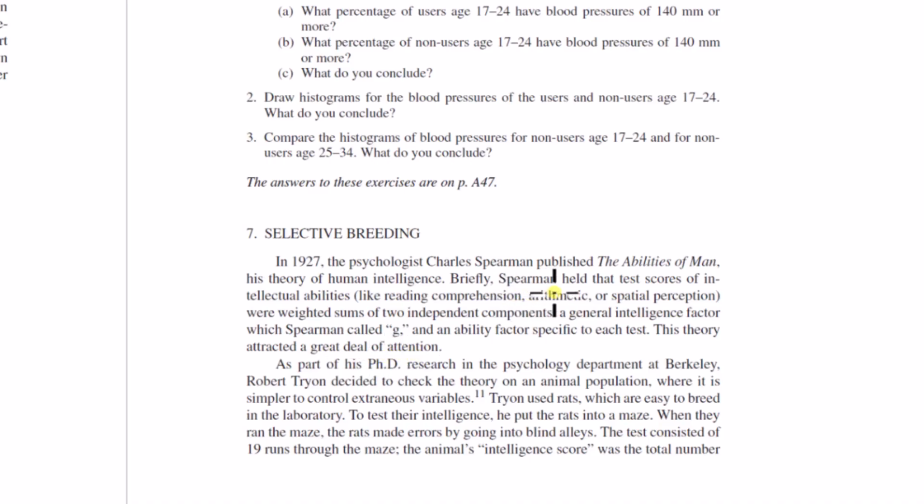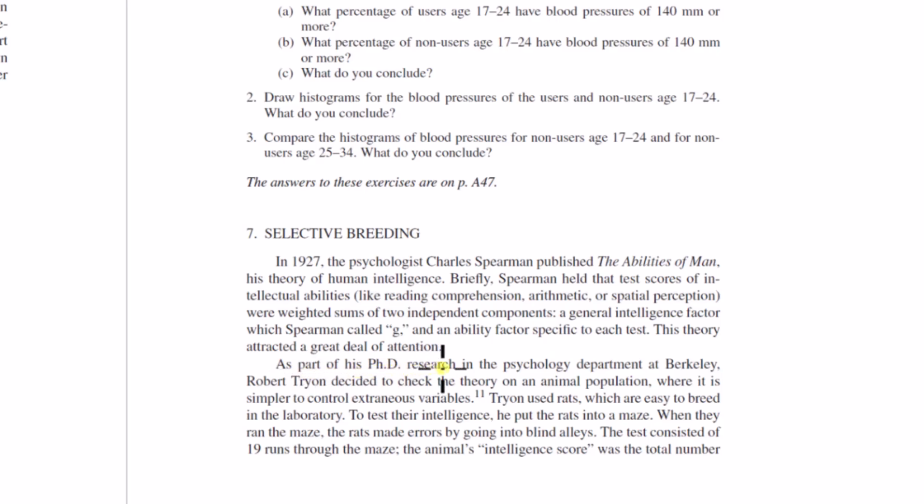Okay, so Spearman is saying that test scores of intellectual abilities, reading comprehension, arithmetic, spatial perception, could be broken down as weighted sums of two independent components, a general intelligence factor and an ability factor specific to each test. That sounds pretty reasonable. So he's theorizing that there's just a general overall intelligence factor, but then also people have sort of talents that are specific to certain cases.